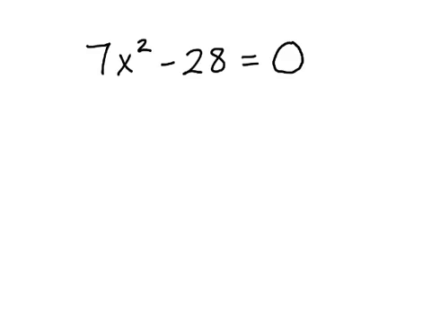Here we have an example of how to solve a quadratic equation using the square root property. So you notice we have 7x squared minus 28 equals 0.